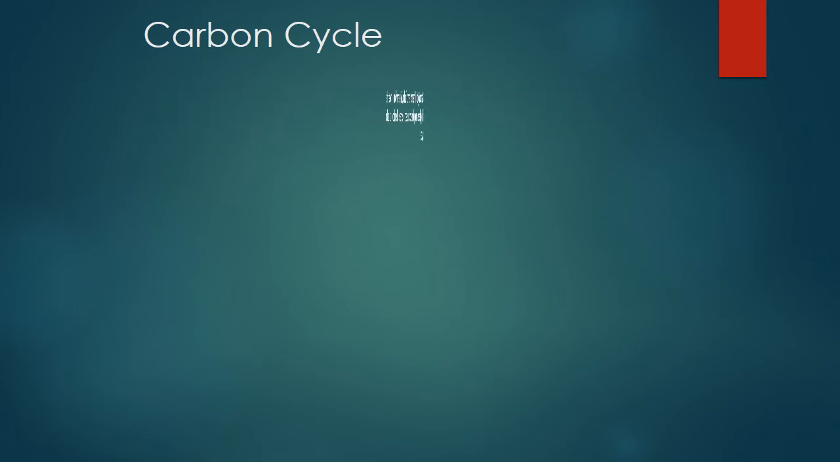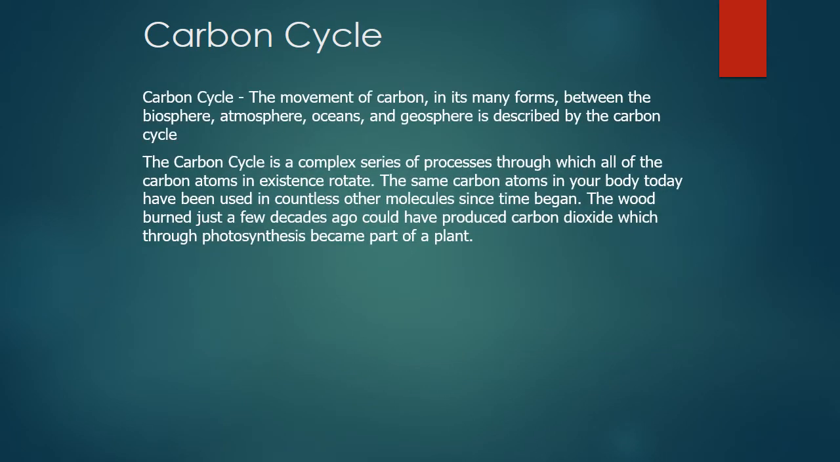So, the carbon cycle is the movement of carbon between the biosphere, the atmosphere, the oceans, and the land, the geosphere. Now, basically all the carbon atoms that are in existence right now have been recycled and rotate in our environment throughout history. We have a set number of carbon atoms on the planet, so they need to be recycled. So in other words, the same atoms that are in your body today were countless other carbon atoms before, which is pretty crazy.